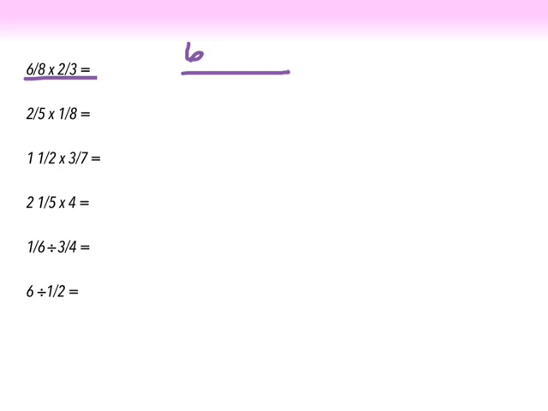we have 6/8 times 2/3. So that's 6 times 2 is 12. 8 times 3 is 24. Is the numerator larger than the denominator? No. Are the numerator and denominator both divisible by the same number? Yes, they are. They're both divisible by 12. So in its simplest form, 12/24 is 1/2.